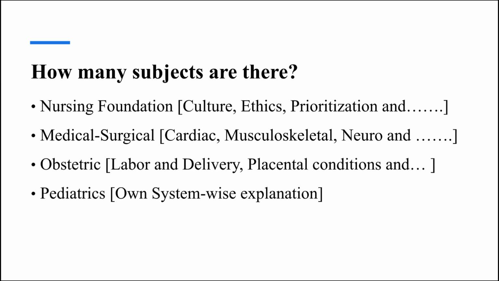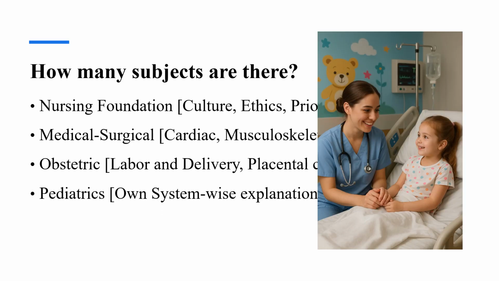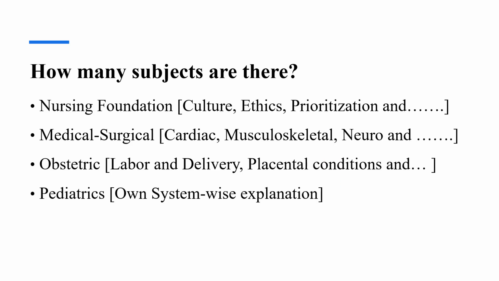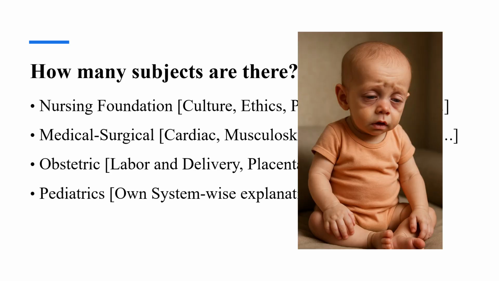Then the next is pediatric nursing. It has a system wise explanation. It's similar to medical surgical nursing, but it's related to children, like heart conditions in children, musculoskeletal conditions in children, neuro conditions in children, and many more. If I give you an example like identify early signs of dehydration in an infant, what are the signs that you will find for dehydration in an infant?